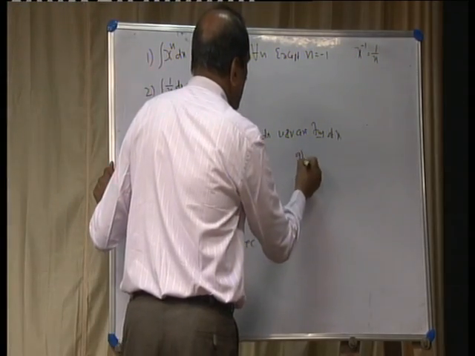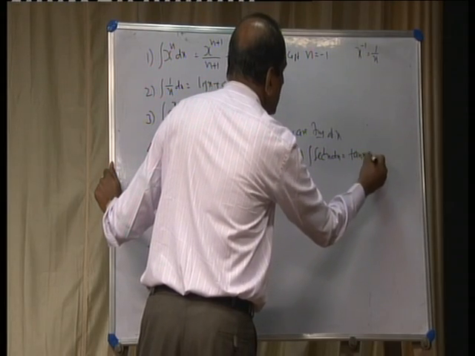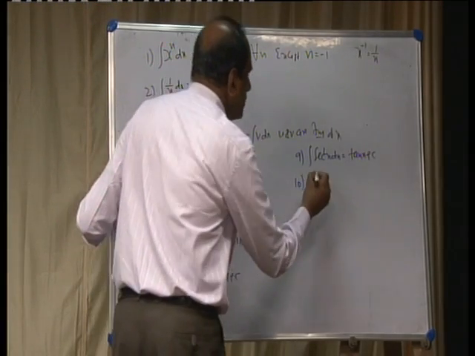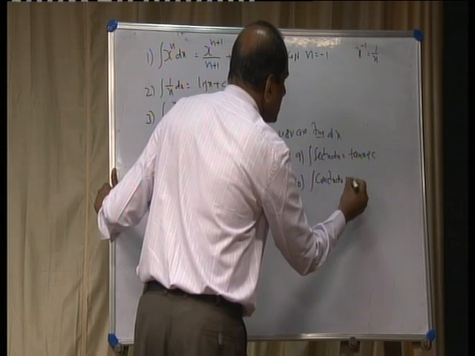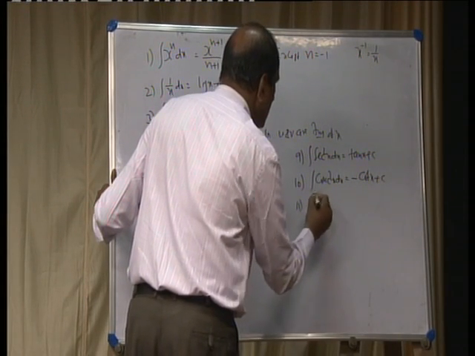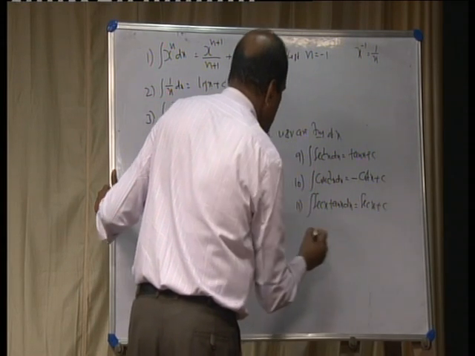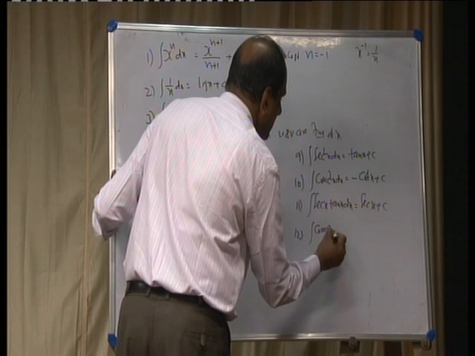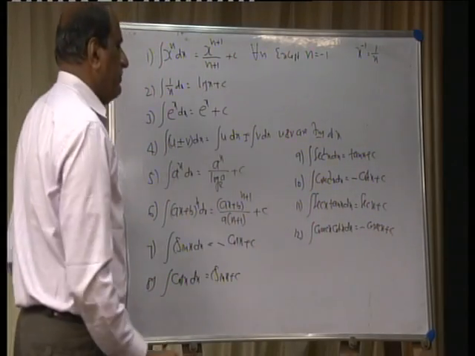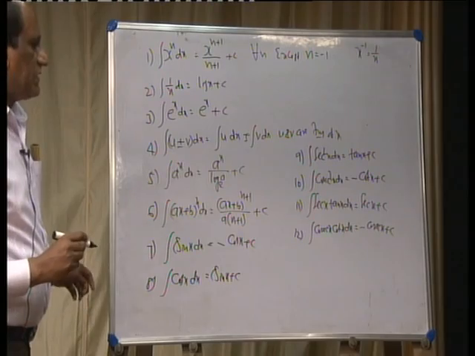So, ninth one, integration of secant square x dx is equal to tan x plus c. Tan x differentiation is secant square x. So, 10th result, integration of cosecant square x dx is equal to minus cot x plus c. 11th result, integration of secant x tan x dx is equal to secant x plus c. 12th one, integration of cosecant x cot x dx is equal to minus cosecant x plus c. So, these are the trigonometric results.